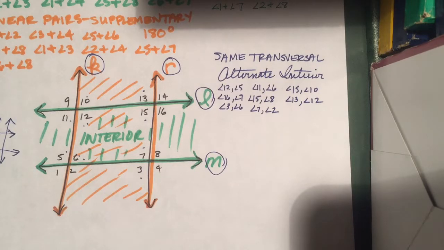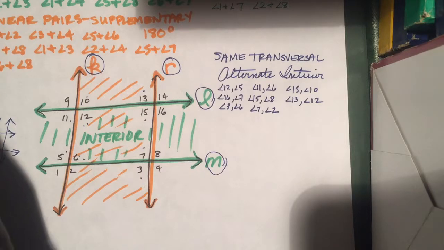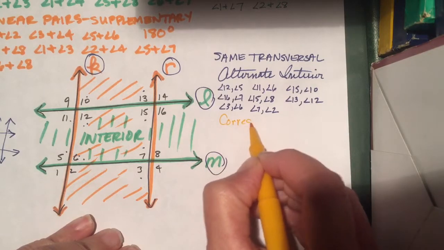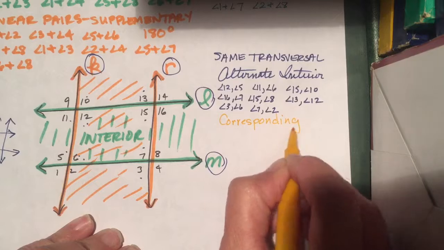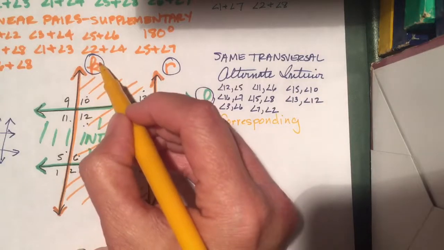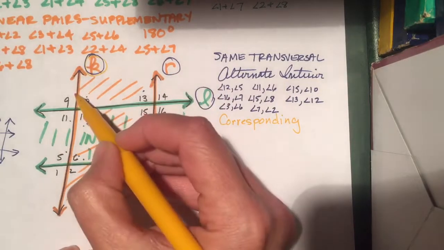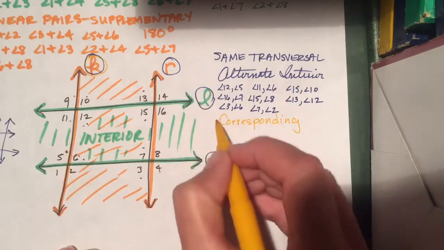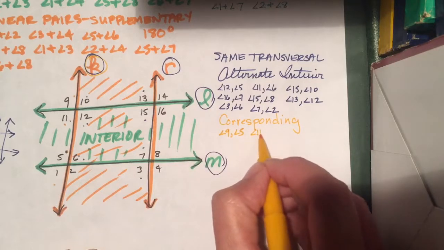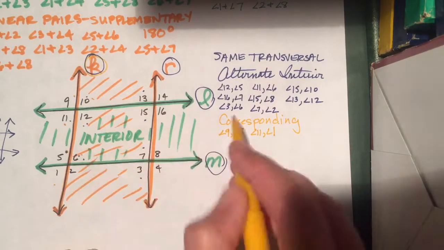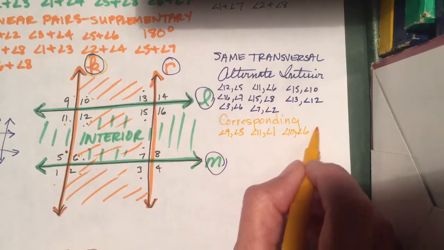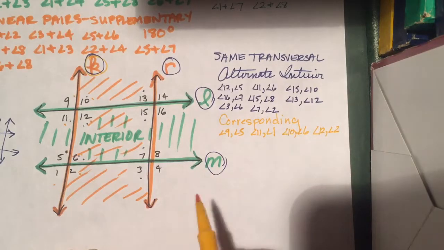So let's look at another type of angle pair. Let's look at our corresponding angles. If I want to look at corresponding, remember that's in the same relative position. So let's look at the green lines with line K as the transversal. So 9 and 5, 11 and 1, 10 and 6, 12 and 2. You can see how those all line up under the principles of corresponding that we've talked about.